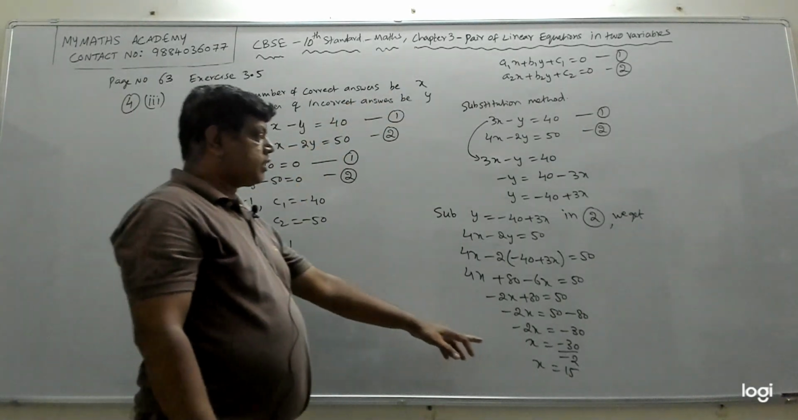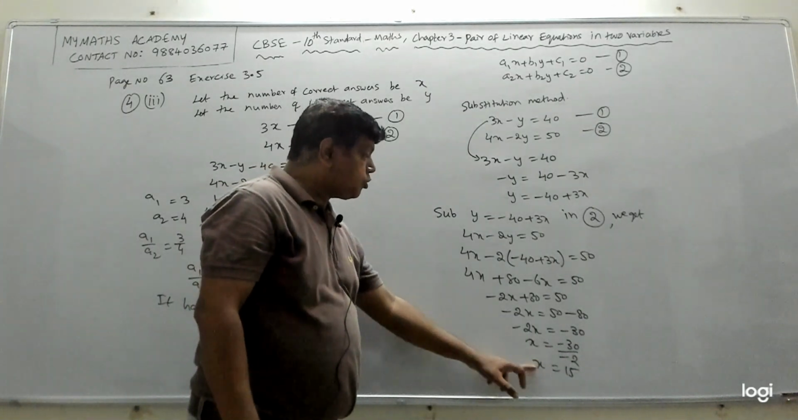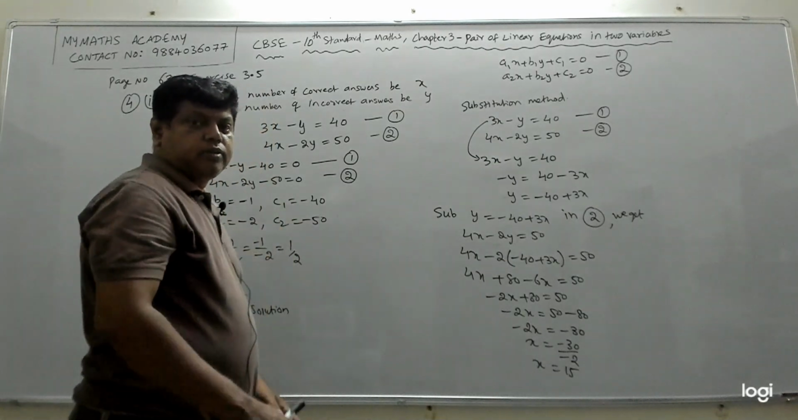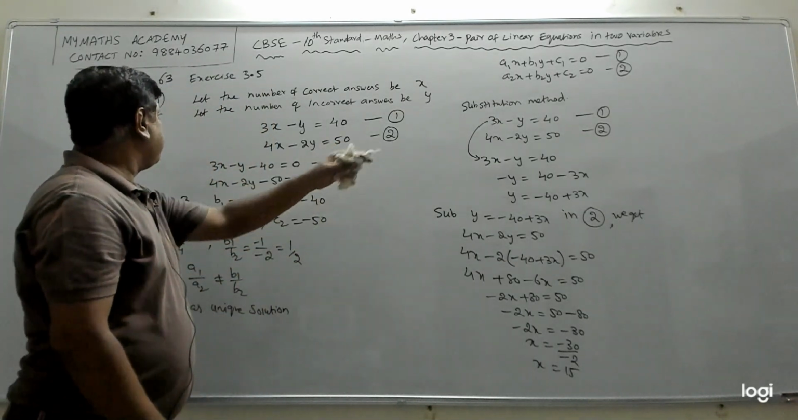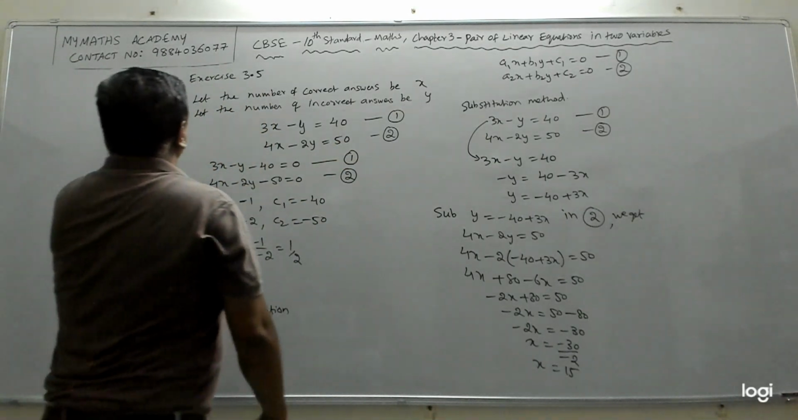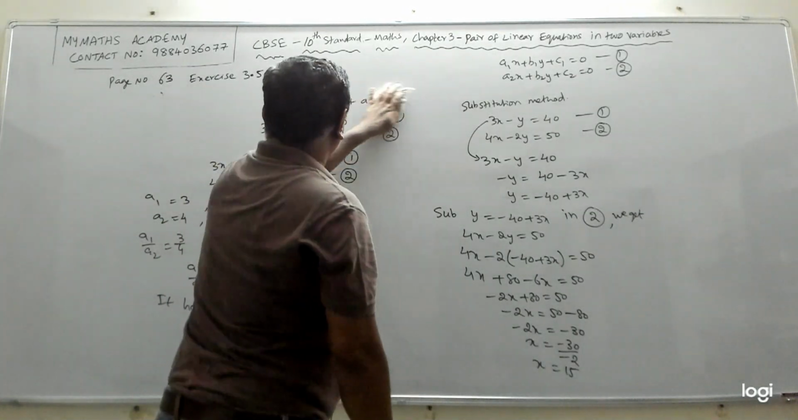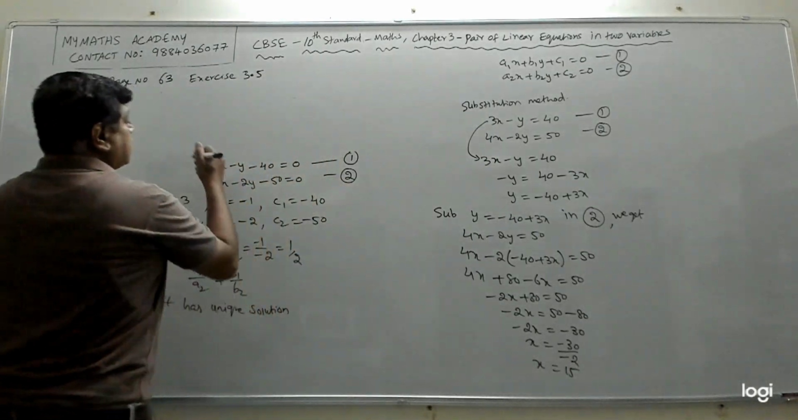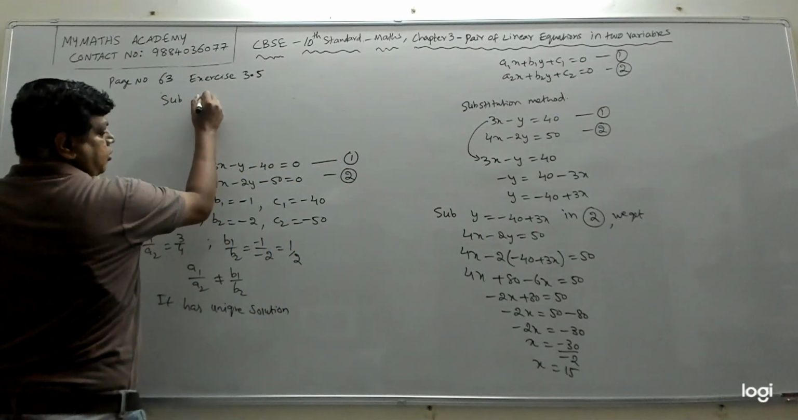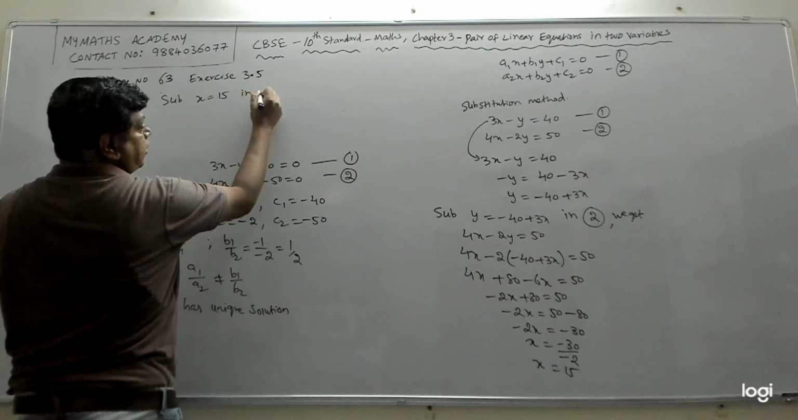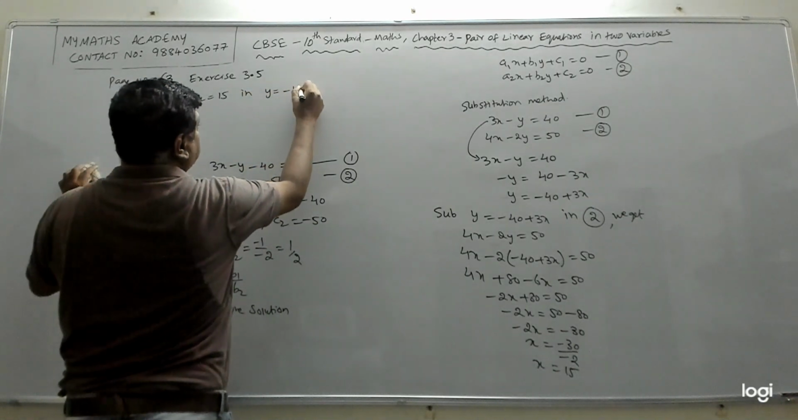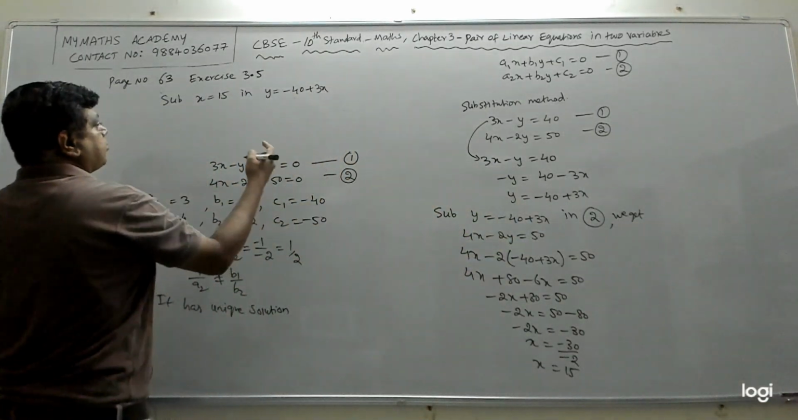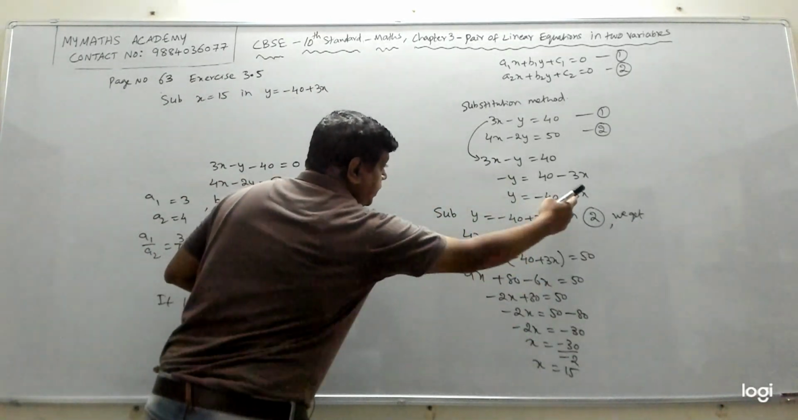Now we got the value of x. Now we need to find the value of y. Now substitute x is equal to 15 in this. So I'll erase this. Fine. So now substitute x is equal to 15 in y equal to minus 40 plus 3x to get y, because we got x. We substitute x here, we will get y.